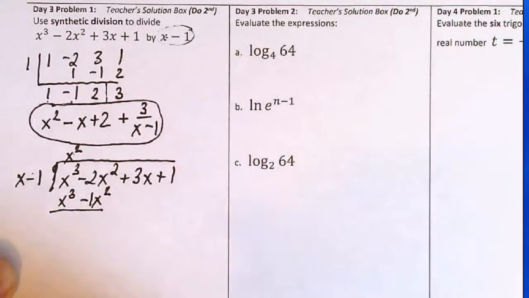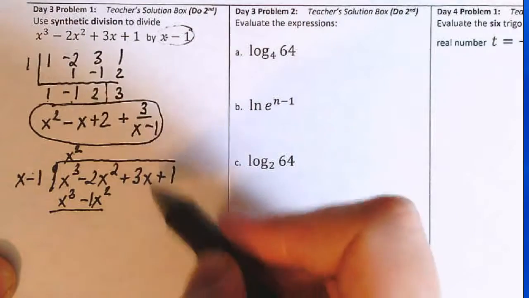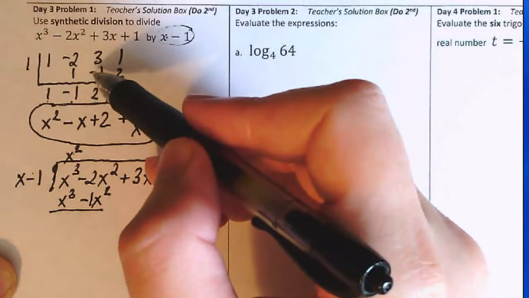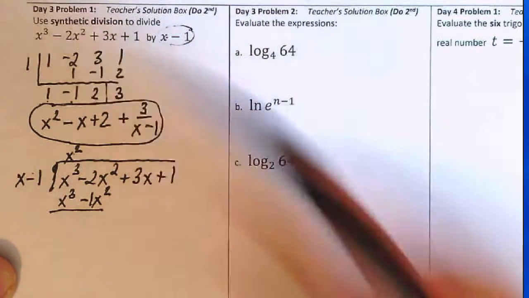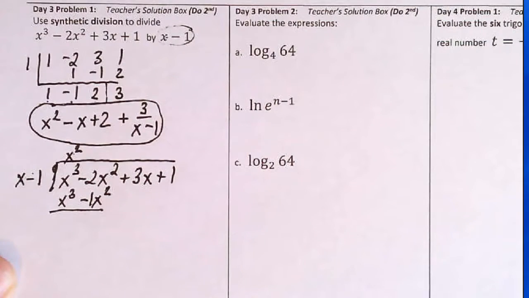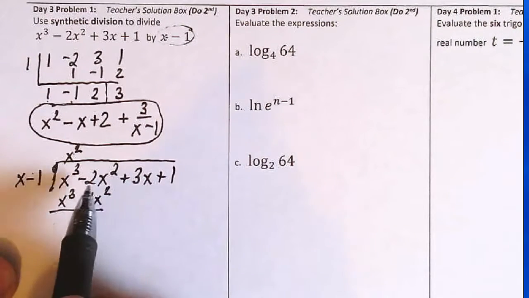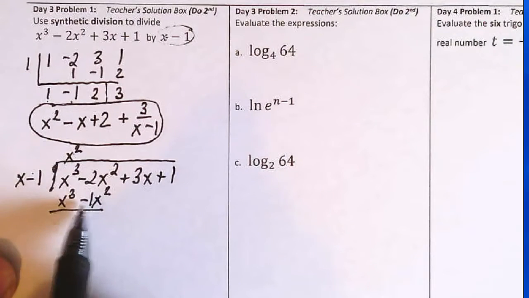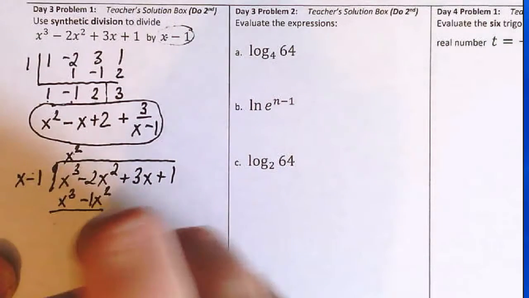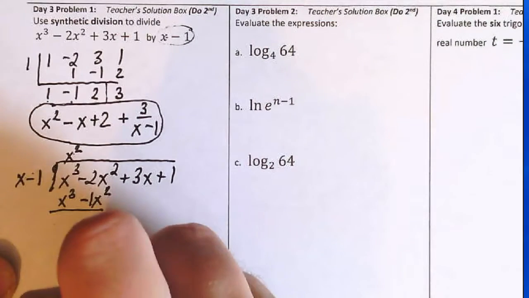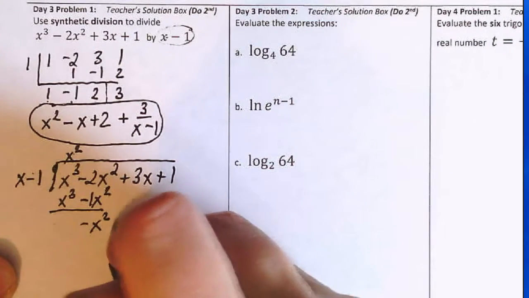With long division, you subtract columns. Synthetic division is better because you get to add columns, and that's easier to do with negative numbers. When you subtract negative numbers, you have to be so careful of doing the signs correctly. X cubed subtract x cubed is nothing. Negative 2x squared subtract negative 1x squared is negative x squared. And then drop the next term down.